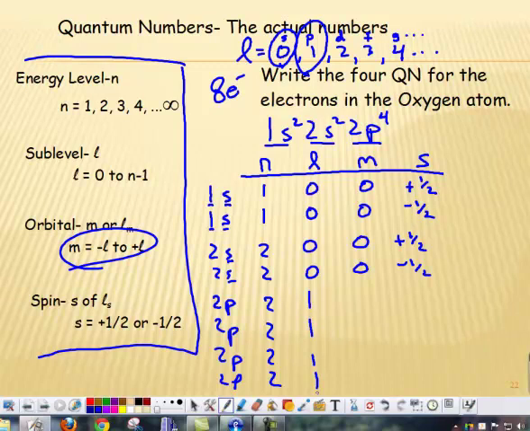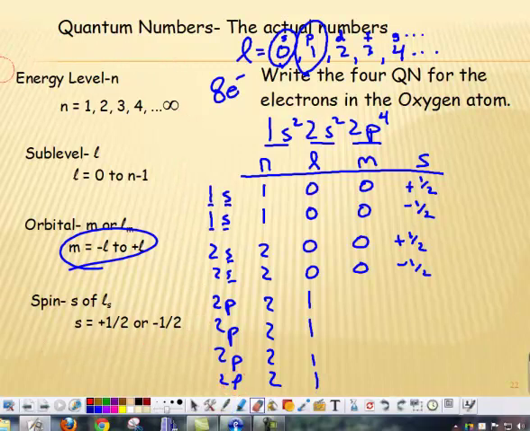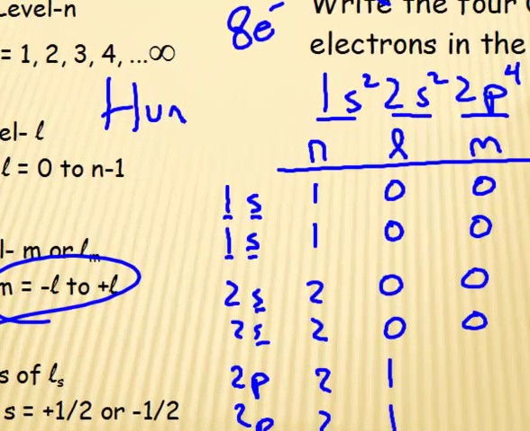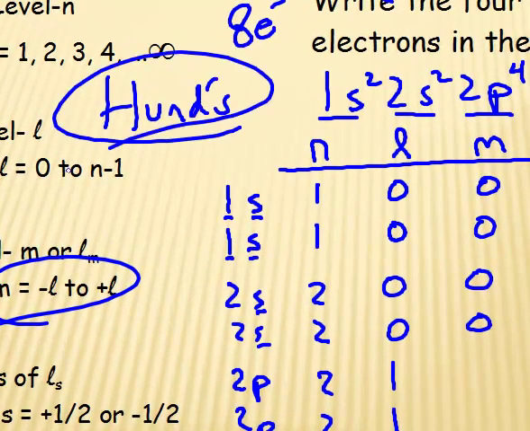All right, now this is where it gets a little more complicated. We've already learned the rule that will help us, and it is Hund's rule. Hund's rule, if you recall, said that electrons will fill empty orbitals before they pair up.